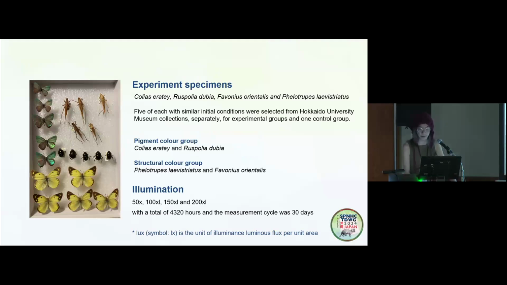These were exposed to different light intensities from 0, which is totally dark, to 200 lux, and a color control. The zero lux was just for the control group, and they were kept in the same environment for about 4,320 hours. The lux is the unit of illuminance. And the experiment took place actually in the exhibition room of the University Museum.